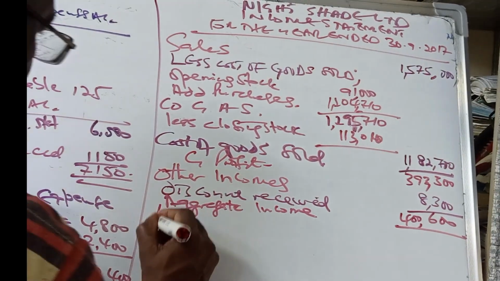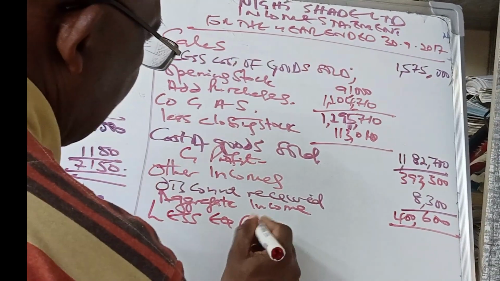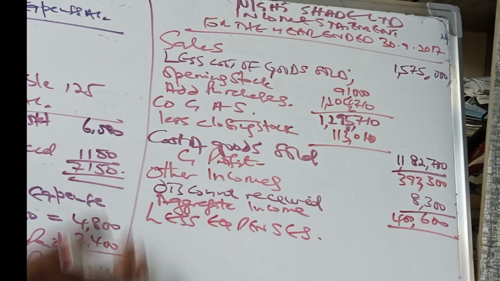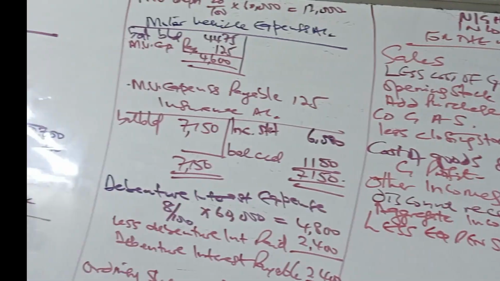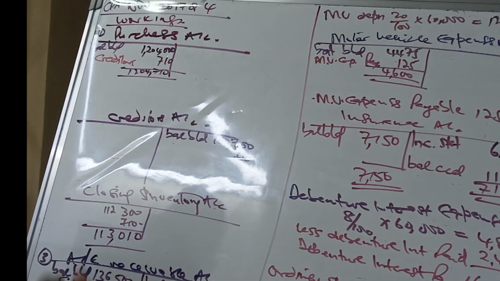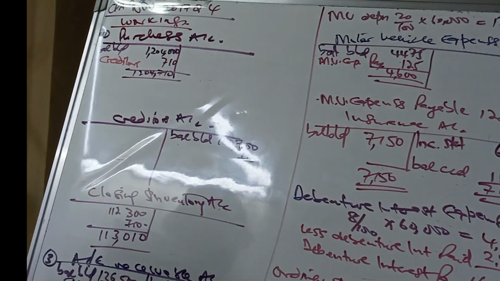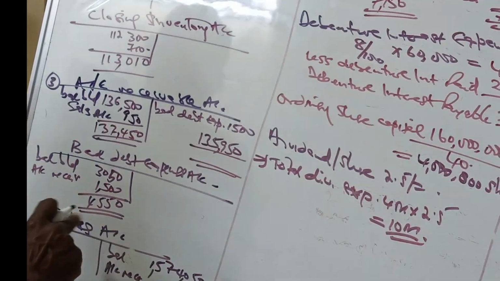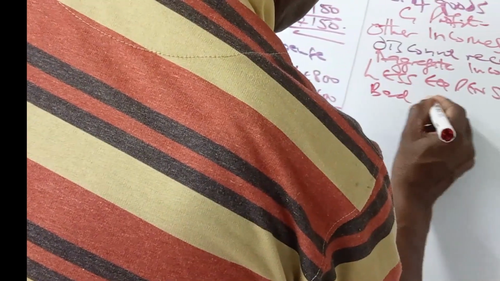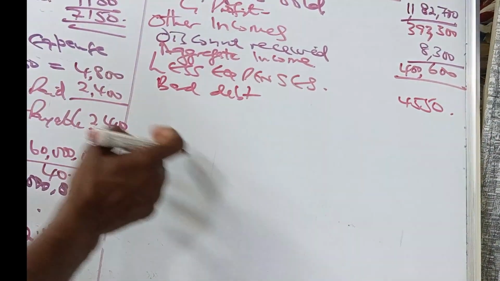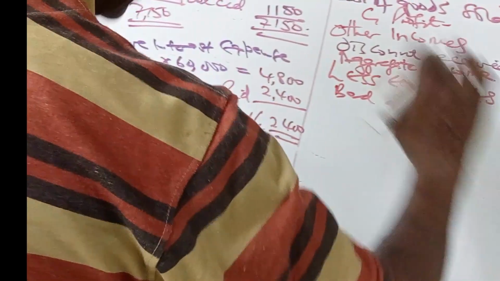Then we say less expenses. Never forget my rule about expenses. You first of all look at the expenses where we have done adjustments, and then you go to the trial balance. You ask yourself, what is it that we never adjusted? You have bad debt, 4,550. You don't have to waste your time saying bad debt expenses because you are saying less expenses. So the list below is expenses.